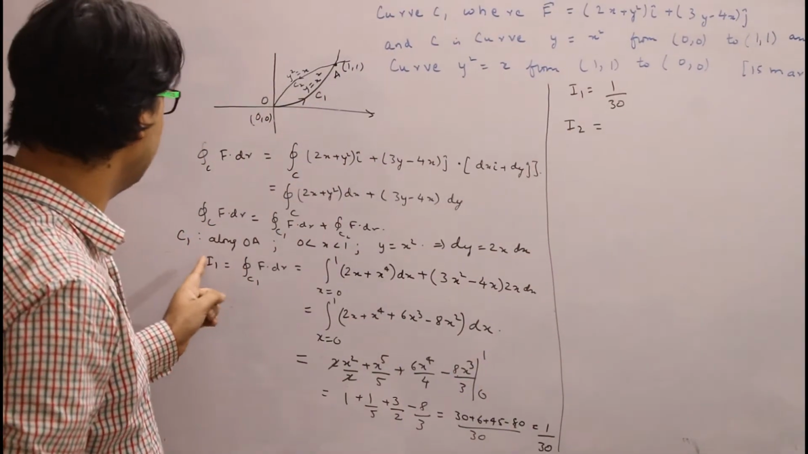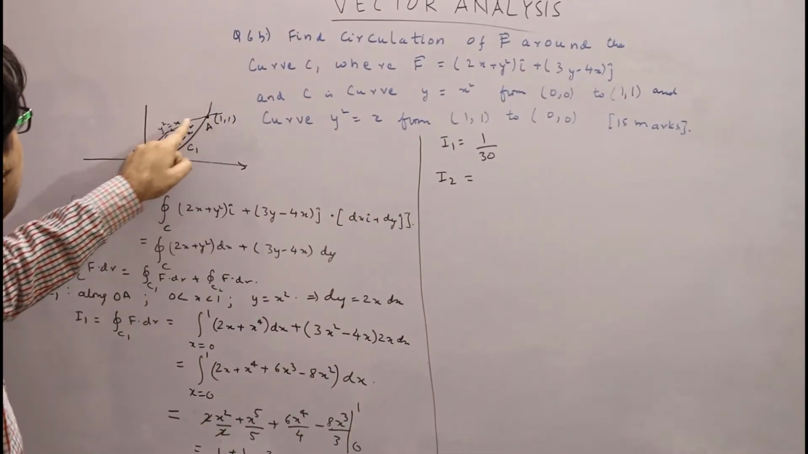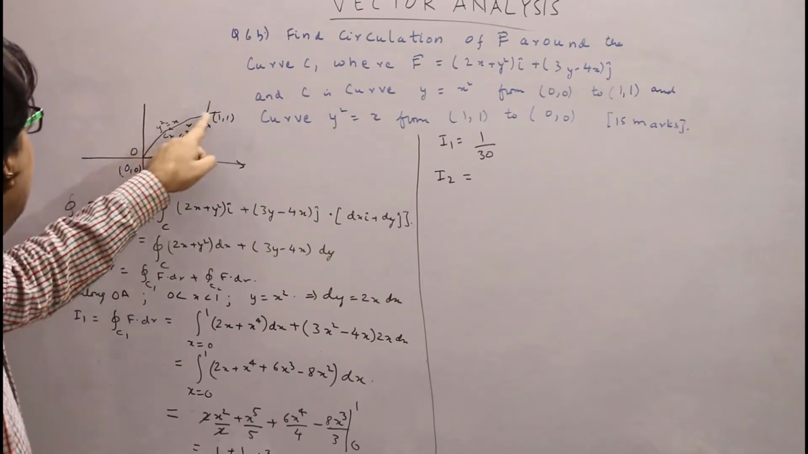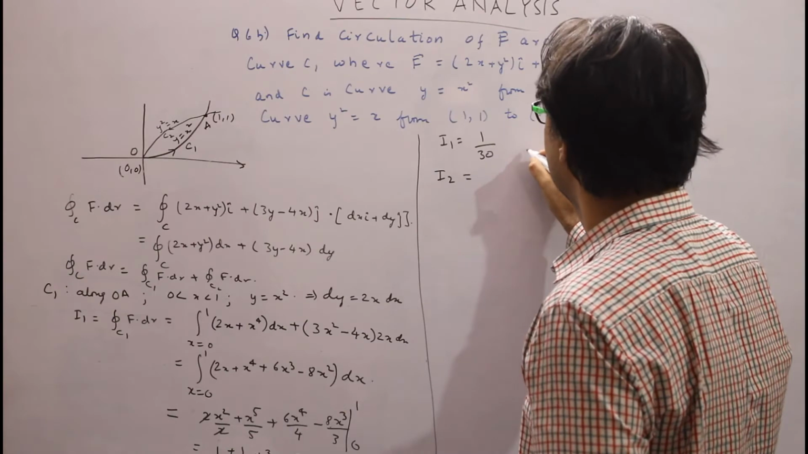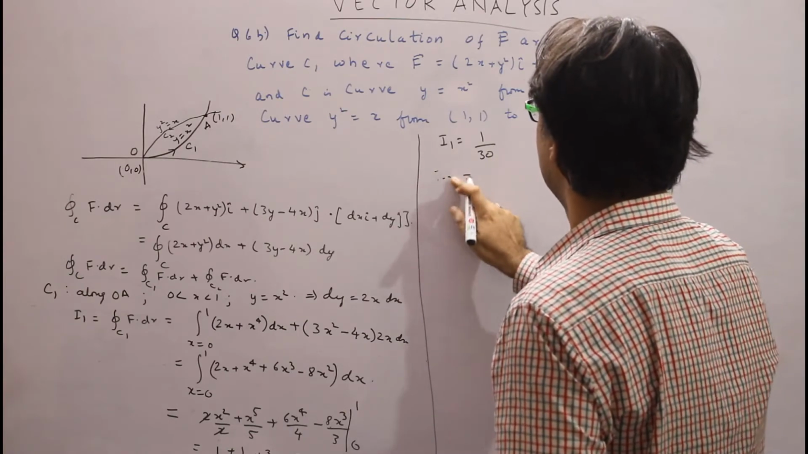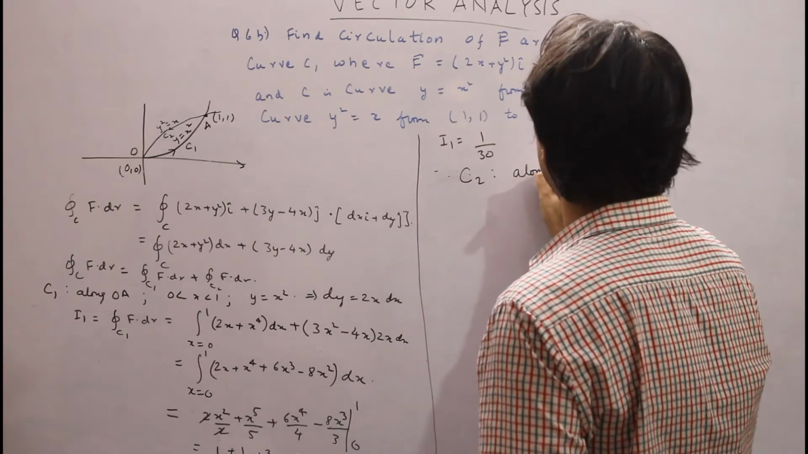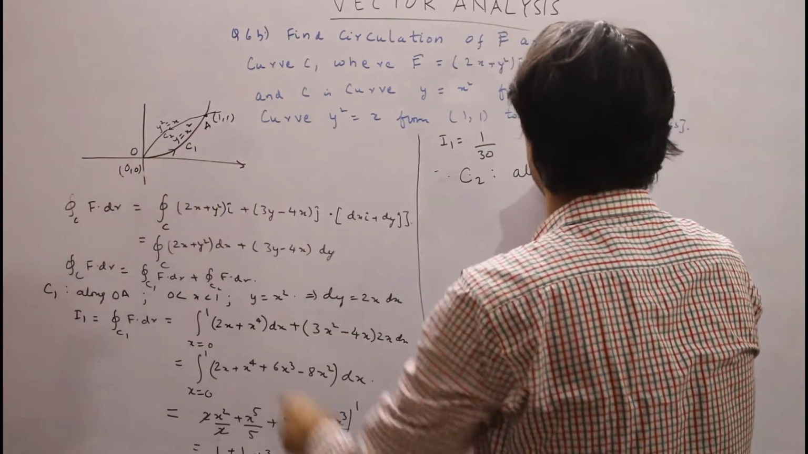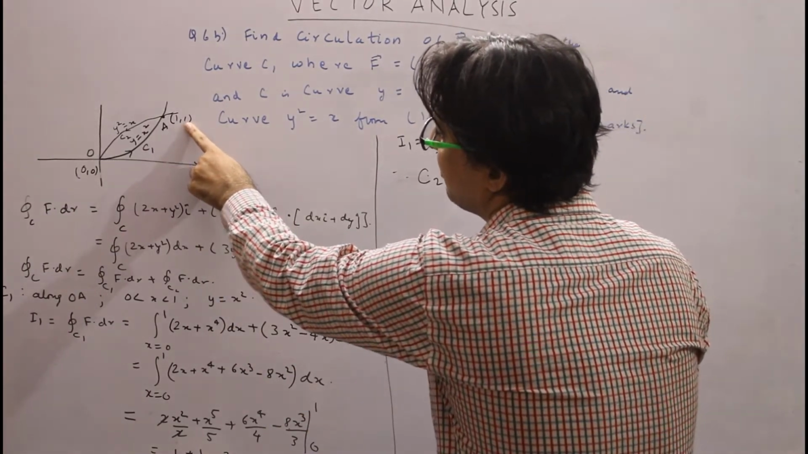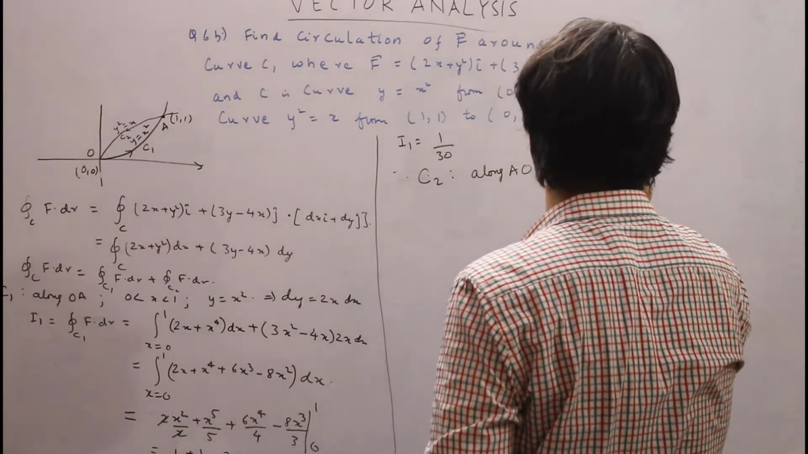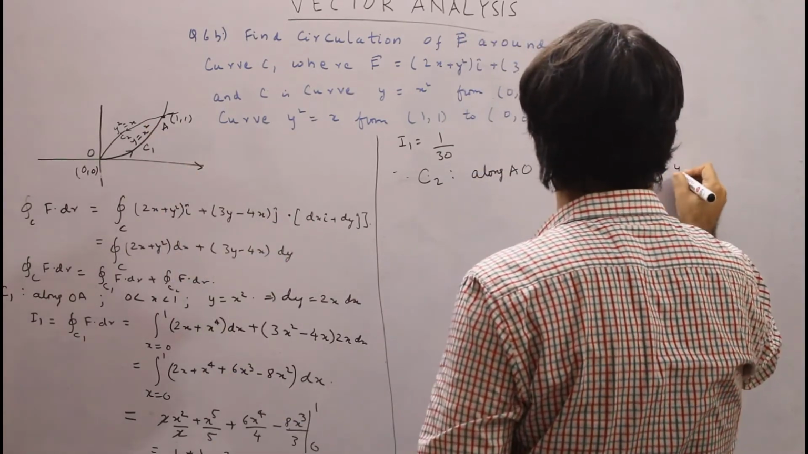What is I2 asking us? We have to talk about curve 2, that is here from A to O. So for this we have to write the value, that is, we are talking now about C2. It is along A to O. And here we can see our y is running from 1 to 0. So I can write 1 to 0 and here the curve is x is equal to y square.